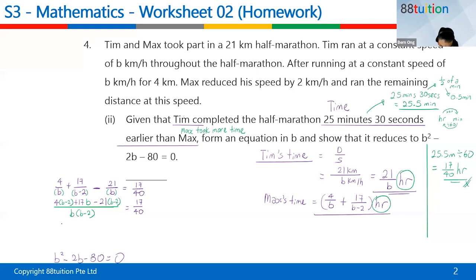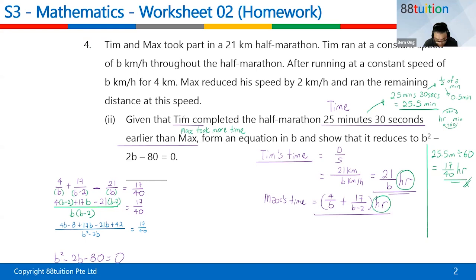So you expand carefully and properly. 4b minus 8 plus 17b minus 21b. Careful, minus belongs to 21. Minus 21 times minus 2 plus 42. The whole thing over b times b, b squared minus 2b, is equal to 17 over 40. Okay, simplify a bit. 4b plus 17b, 21b.